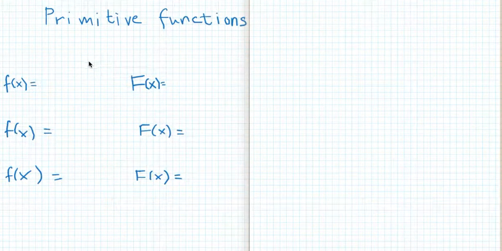Let's have a look at this function. The primitive of 1 over x is going to be ln x. And we can very easily check the result, because what's the derivative of ln x? It's 1 over x, and that's the function here. So this is the primitive of this.